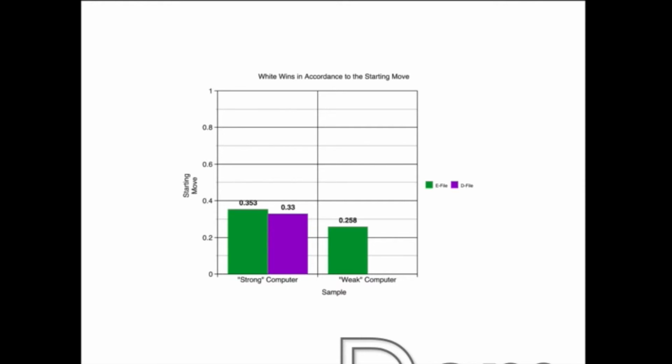Now the win rates might seem a bit low, but this is because ties are not excluded. Like we saw before with a strong computer, approximately one third of the games were ties, one third were black wins, and one third were white wins. So 0.353 would be when it started on the E file, and 0.33 would be when it started on the D file. Now for the weak computer, we see something bizarre again, and this is due to the fact that there were so many ties, so the win rate is very low, 0.26, and white didn't win a single game on the D file.